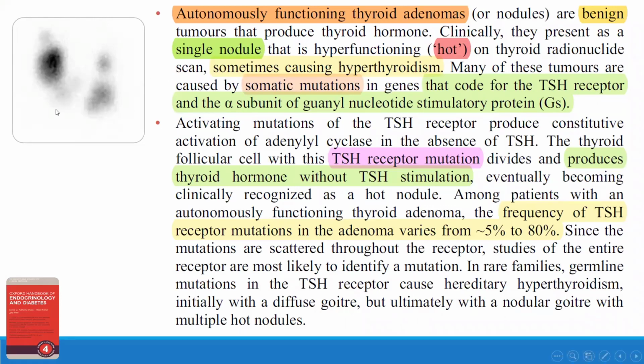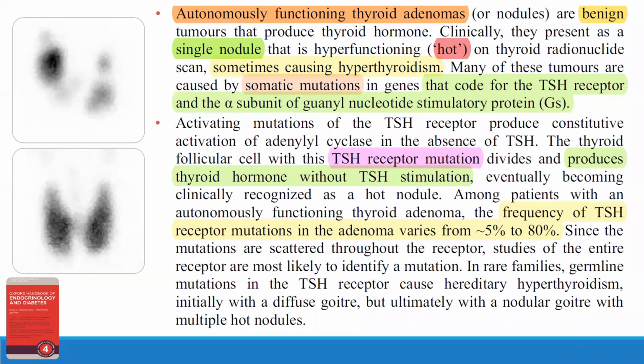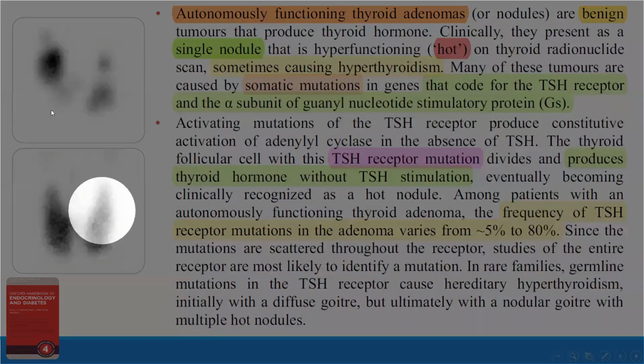And actually, in a previous exam, they gave a thyroid scan like this and asked about the management, which is best treated by radioactive iodine. And don't forget, this is Graves' disease, and this is a toxic multinodular goiter.